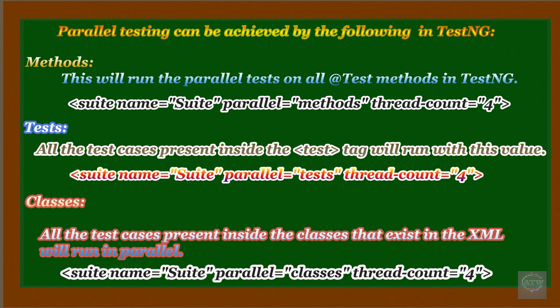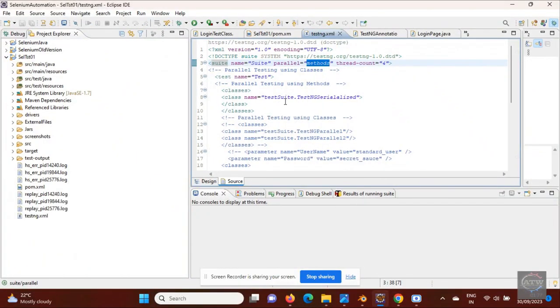So the first one is methods. Before that, you should understand how to configure this. The configuration happens at the testng.xml level. There is no change in your TestNG test files. The first thing you have to do is mention in the suite tag parallel equal to, on what basis you are going to run the test cases in parallel, either by methods, classes, or tests. So parallel equal to methods, that's what we're expecting. And the second one is thread count.